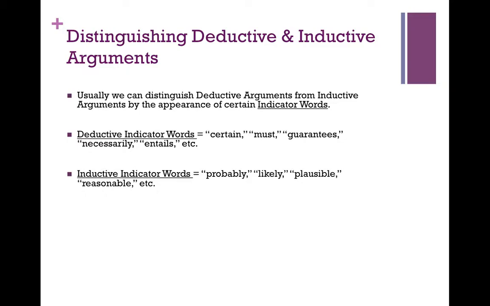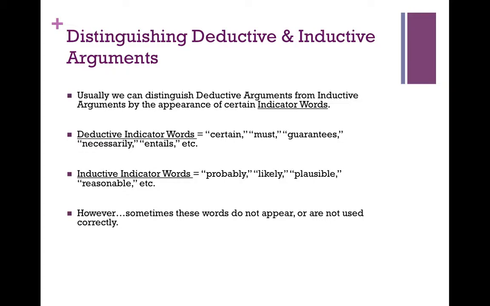On the other hand, we have inductive indicator words. Words like probably, likely, plausible, reasonable. If someone says, well, this conclusion seems plausible, or this conclusion seems reasonable, you should go ahead and start thinking inductive argument. Now, with indicator words here, as with indicator words in general, we don't always see them. You notice when we were distilling arguments, we had conclusion indicator words, we had premise indicator words, but they don't always appear. And it's the same thing here. These words don't always appear.